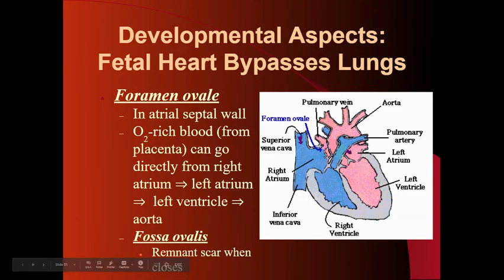One bypass is the foramen ovale. This is in the atrial septal wall. So it's between the right atrium and the left atrium. Because of the foramen ovale, oxygen-rich blood from the placenta can go from the right atrium to the left atrium to the left ventricle to the aorta. And once this closes, there's a scar remnant in between the atria that's called the fossa ovalis.